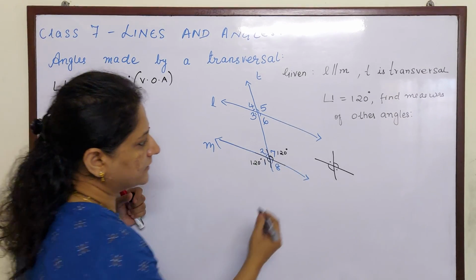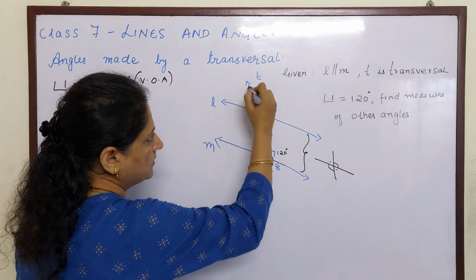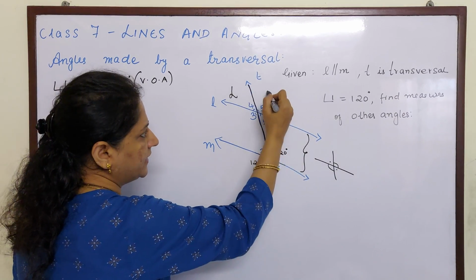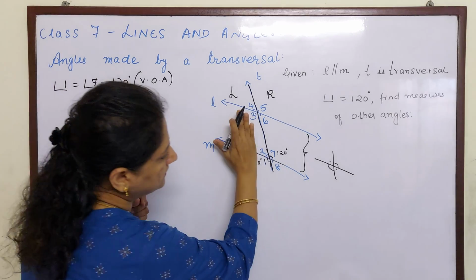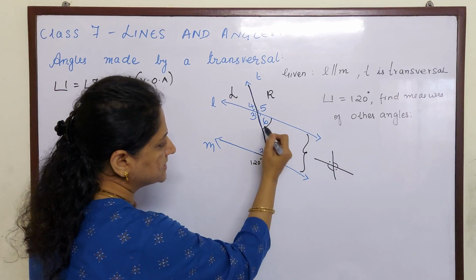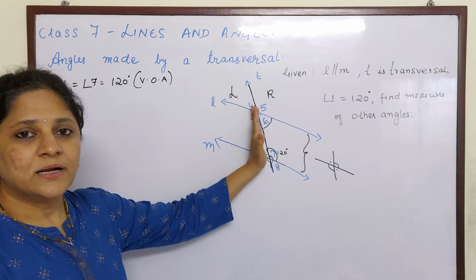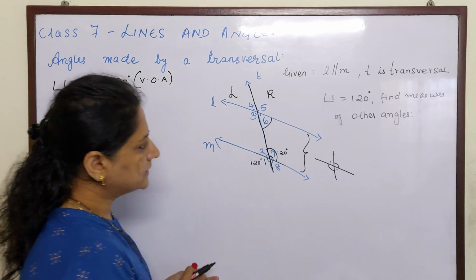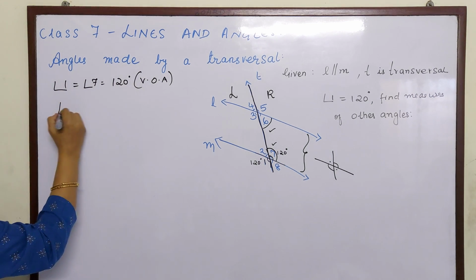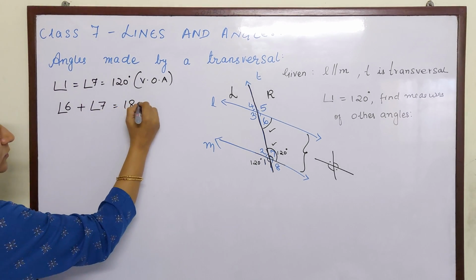Now we also know that these are interior angles on the same side of the transversal, because this is the transversal which cuts it into two halves, that is left side and right side. So on the right hand side between line L and M are angle 6 and angle 7. Interior angles on the same side of the transversal are supplementary. That means when you add angle 6 and angle 7, you will get 180 because they are supplementary. So angle 6 plus angle 7 is equal to 180.